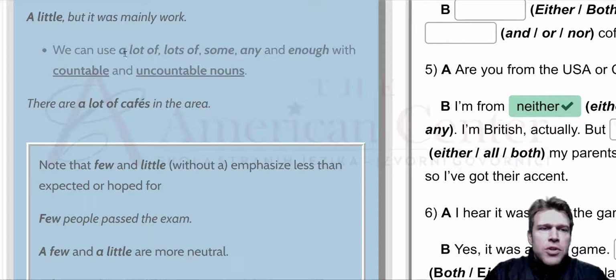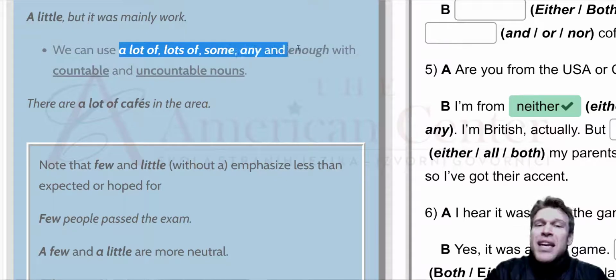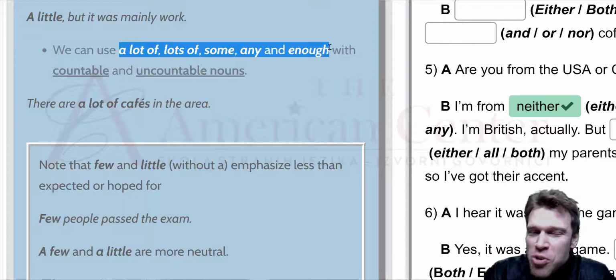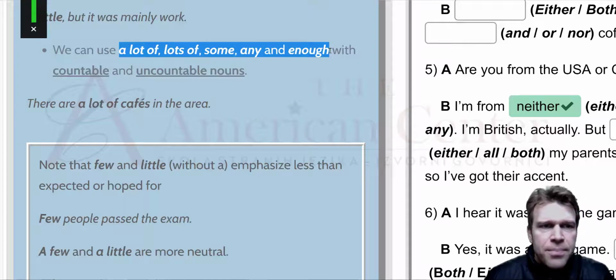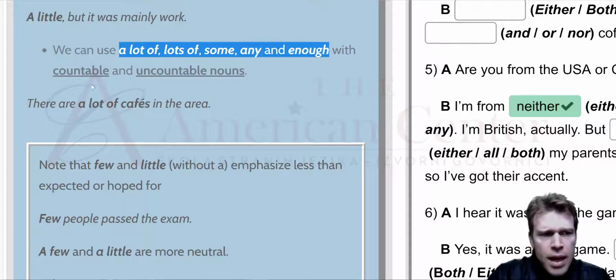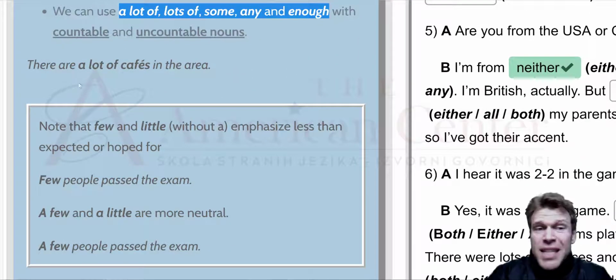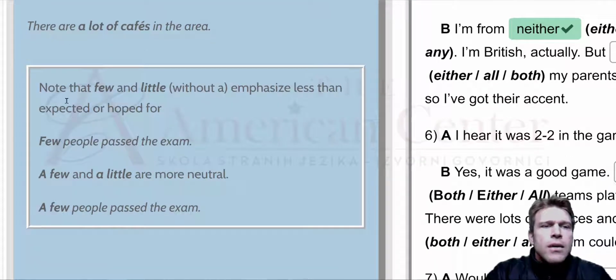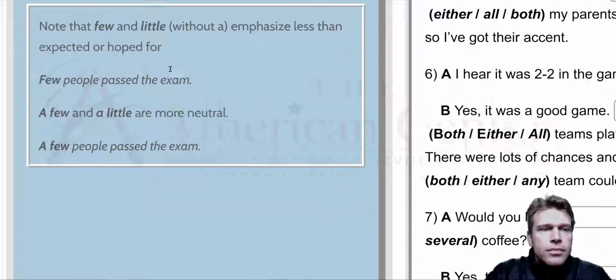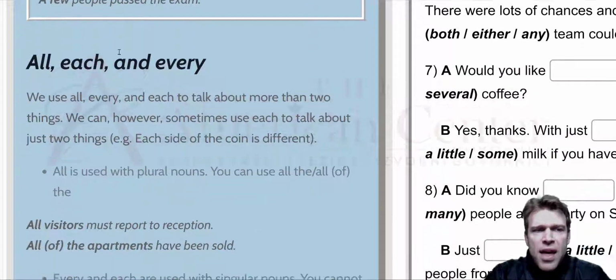Okay, let's get into it. We can use lots of, some, any, and enough for both. If you're not sure, you can always go back to these, okay? So, there are a lot of cafes in Zagreb, that's for sure, isn't it? Okay, so few and little. All right, we've done that.